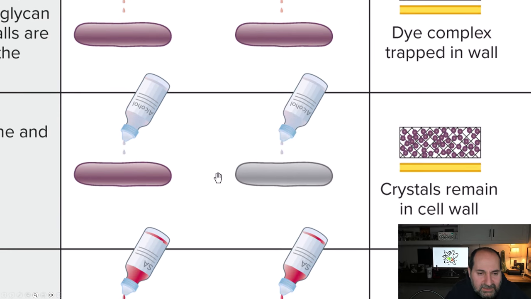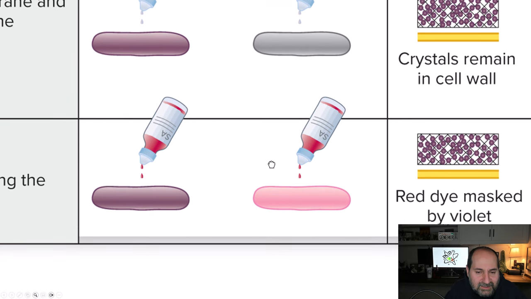We add the decolorizer, acetone alcohol. And if you add it in the right amount at the right amount of time, you will wash out the gram-negative cells, but not the gram-positives. And lastly, we will use the counterstain to show the gram-negative cells as pink. And this is why at the end of Hans Christian Gram's gram stain procedure, gram-positives end up purple and gram-negatives end up pink.